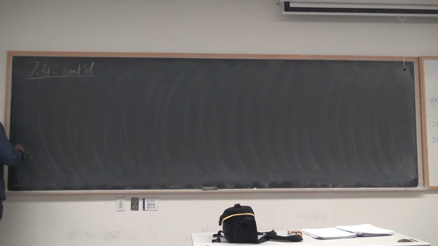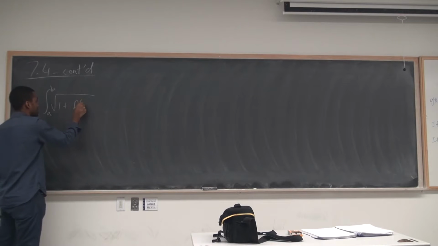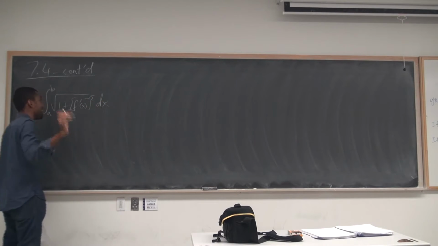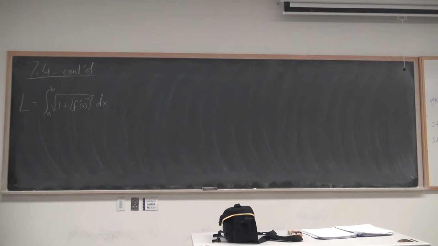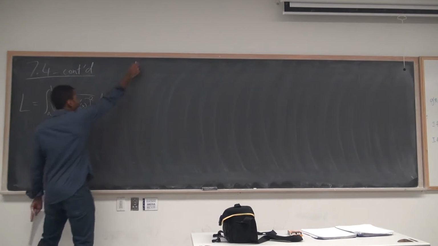So let's remind ourselves, what's the arc length formula? L is equal to the integral from a to b of the radical of 1 plus f prime of x squared. So that's the main formula, right? A and B are just the limits of your integral. It's the interval in which we want to find the length of the curve f of x. We do that by plugging into this formula.